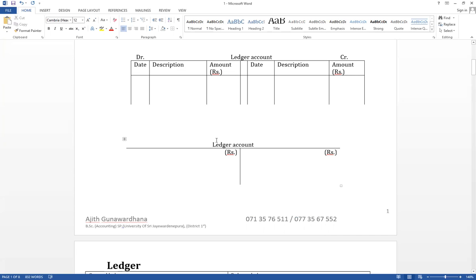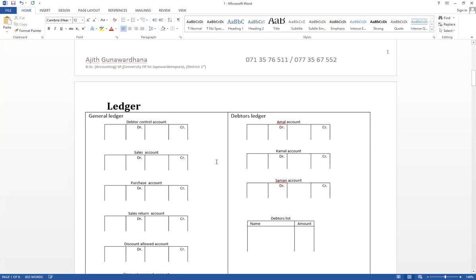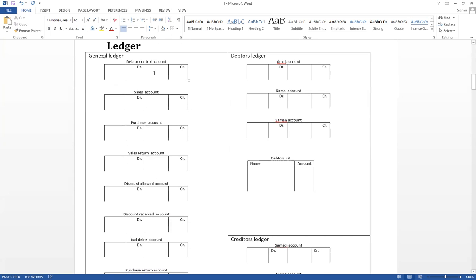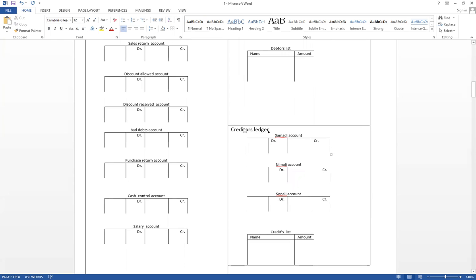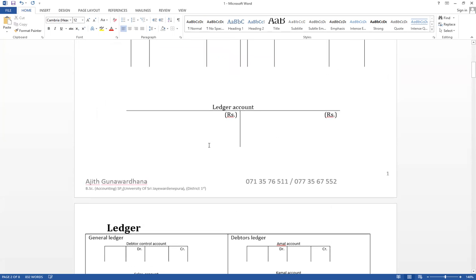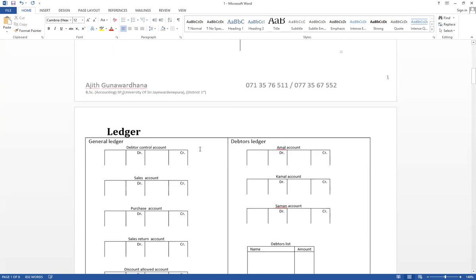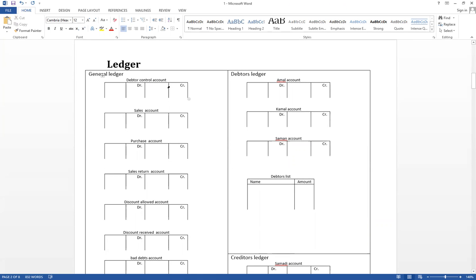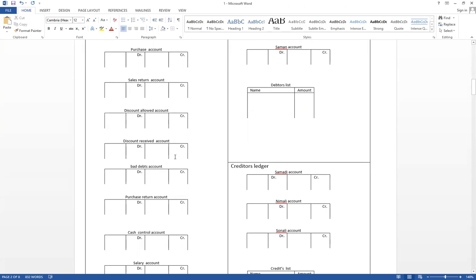Some information should be recorded on the debit side. Some information should be recorded on the credit side. Debit and credit methods: the double entry system. This is a ledger account. Now think about the ledger. A ledger is a place which includes many ledger accounts. It may be the general ledger, the debtors ledger, or the creditors ledger.